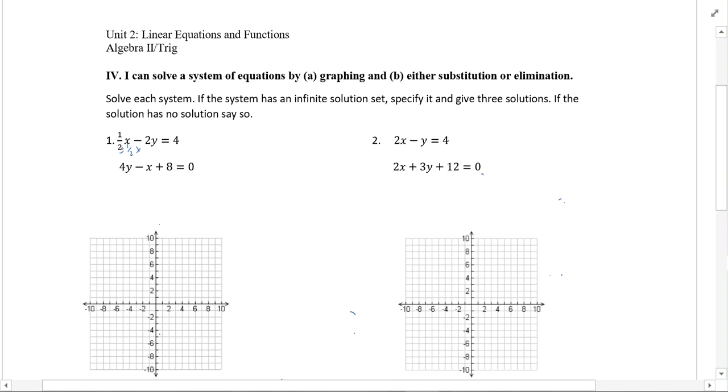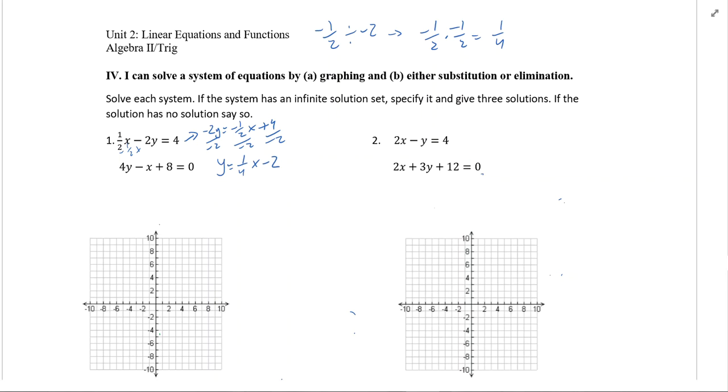So for number 1, what you want to do first is get y by itself. So you're going to subtract 1/2 x from both sides. So you get negative 2y is equal to negative 1/2 x plus 4. Then you need to divide everything by negative 2. So when you do that, remember, negative 1/2 divided by negative 2 is going to give you negative 1/2 times negative 1/2. You have to multiply by the reciprocal. So this is going to give us a positive 1/4. So you get y equals 1/4 x minus 2.